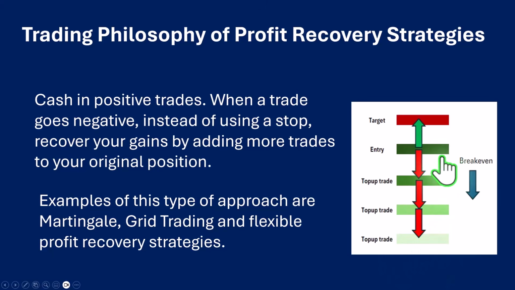The advantage of that is it brings your break-even level down from your entry level. The price doesn't have to go to your entry level to get out of the deal. The break-even point is moved down, down, down, and you can get out of the deal with just the smallest retracement. Now, the examples of this type of approach are martingale, grid trading, and flexible profit recovery strategies.